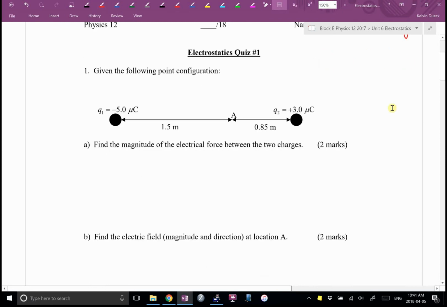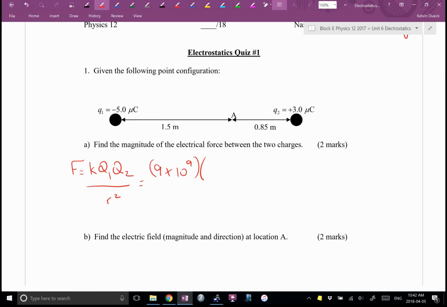A says, find the magnitude of the force. Now, why didn't I say magnitude and direction? I'll explain in a little bit. But first of all, to find the force between two charges, it's k Q1 Q2 over r squared. It's going to be 9 times 10 to the 9th. Negative 5 microcoulombs or positive 5 microcoulombs? Do I put the negative in here? How do I know?